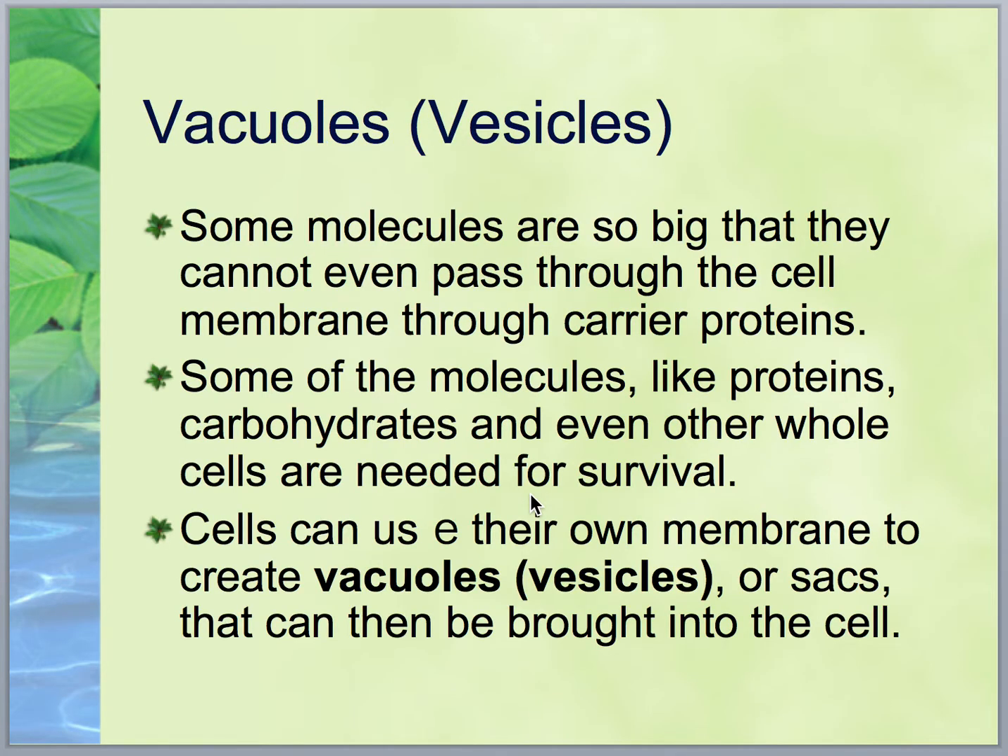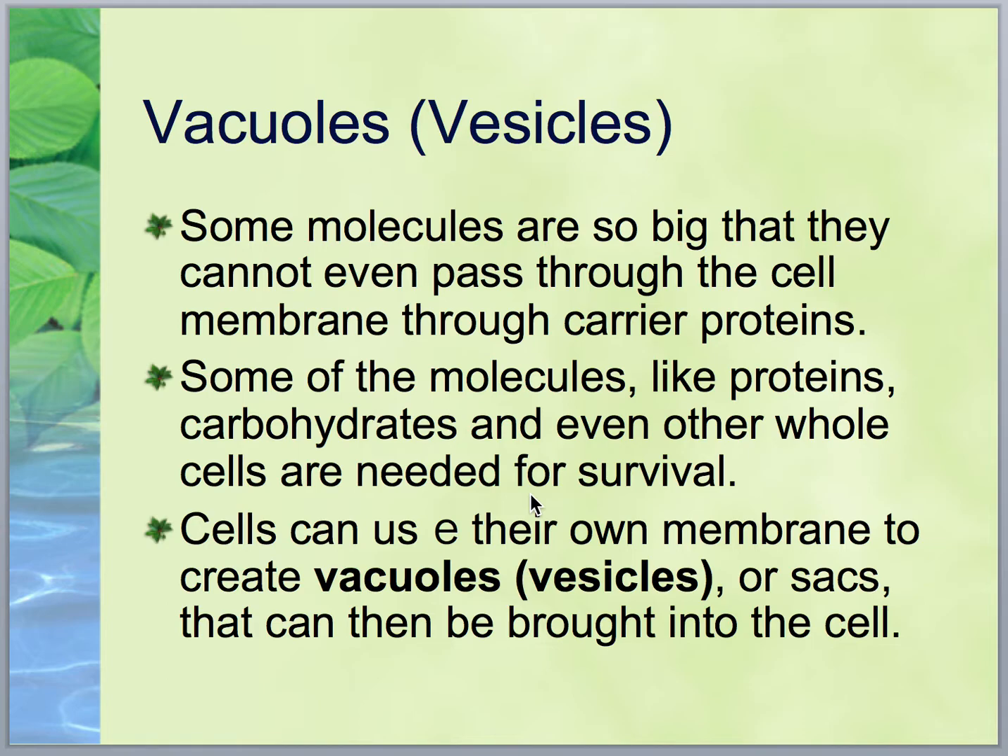Vacuoles, which we talked about earlier when we talked about lysosomes, are little membrane-bound sacs. So let's say that some molecules are so big they can't even pass through the cell membrane, not even through carrier proteins. In other words, there ain't a door big enough, right? Some molecules like proteins and carbohydrates are required for cells to live, but they can't easily fit through the membrane, and there's no real transport protein or carrier protein that is going to help them out. Cells can use their own outer membranes to form vacuoles or vesicles, little sacs, and bring the sacs themselves into the cell.